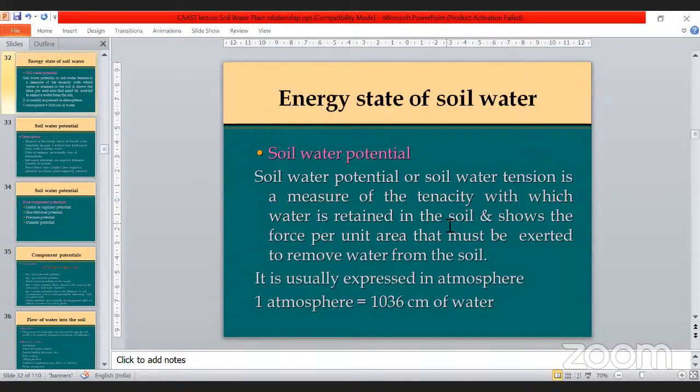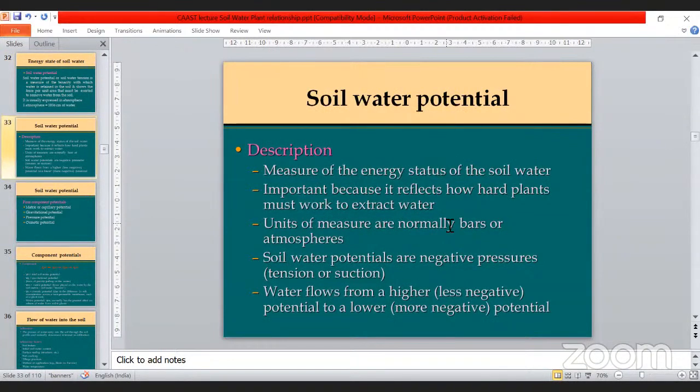The soil water potential is the energy state of the soil, because that potential creates the energy. So soil water potential or soil water tension is a measure of the tenacity with which water is retained in the soil, and shows the force per unit area that must be exerted to remove water from the soil. It is usually expressed in atmospheres. So 1 atmosphere is equal to 1036 centimeters of water.